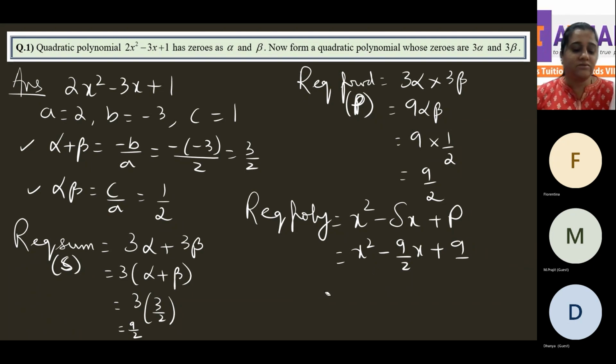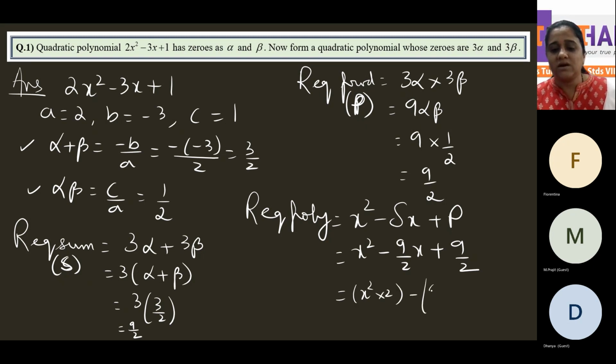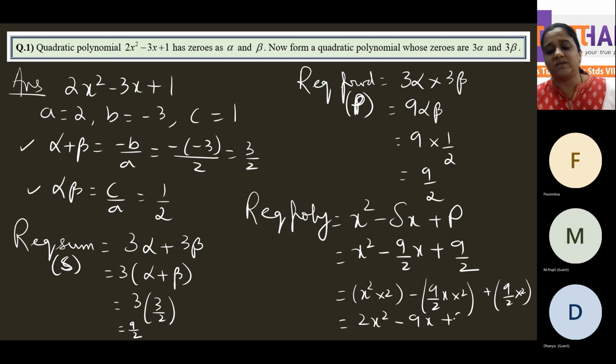You can also do it like this, I'm saying. You can also multiply this x square by 2: x square into 2, minus 9 by 2 x into 2, multiply every term by 2, plus 9 by 2 into 2. And then you will get 2x square minus 9x, the 2 cancels, plus 9. This polynomial will also have the same zeros, 3 alpha and 3 beta.